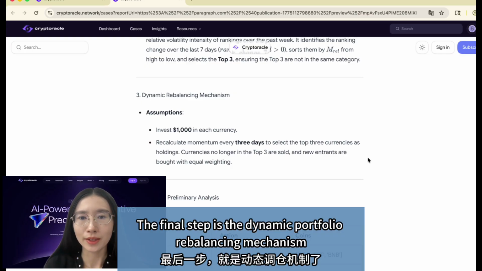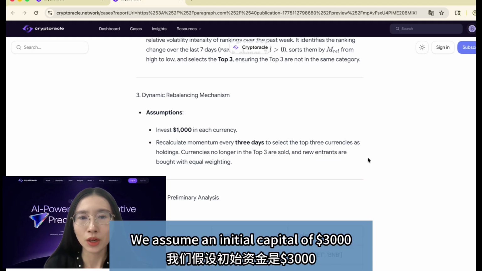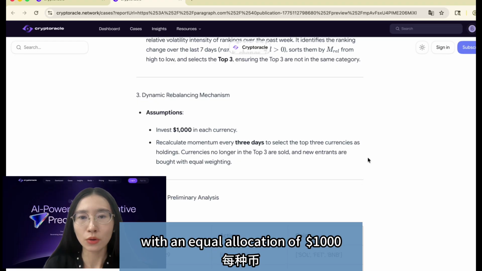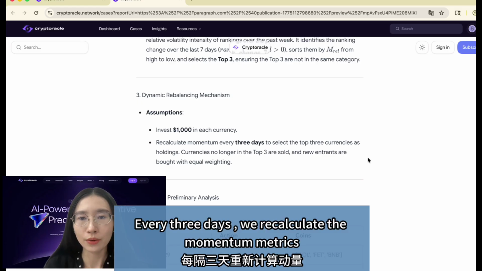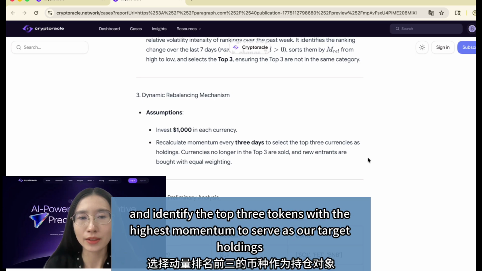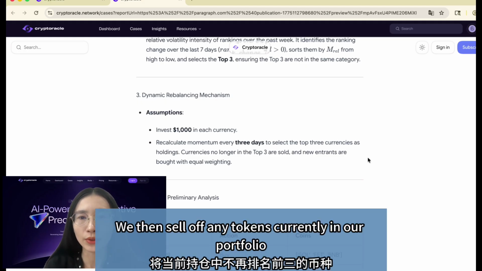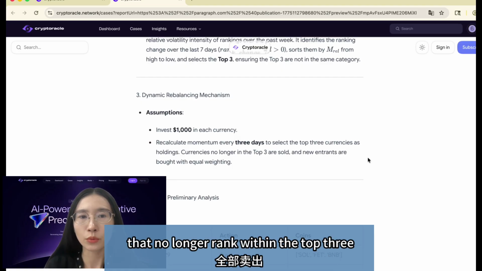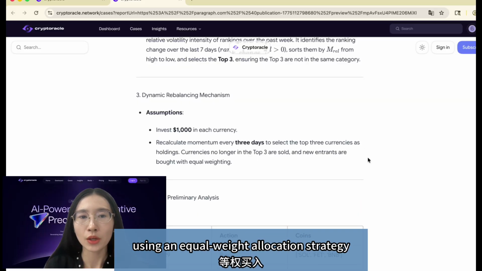The final step is the dynamic portfolio rebalancing mechanism. We assume an initial capital of $3,000 with an equal allocation of $1,000 invested in each of the 3 selected tokens. Every 3 days, we recalculate the momentum matrix and identify the top 3 tokens with the highest momentum to serve as our target holdings. We then sell off any tokens currently in our portfolio that no longer rank within the top 3, and subsequently purchase the newly ranked top 3 tokens using an equal weight allocation strategy.